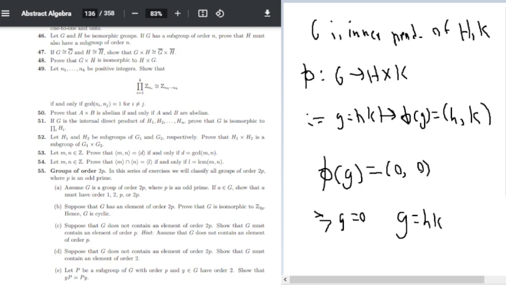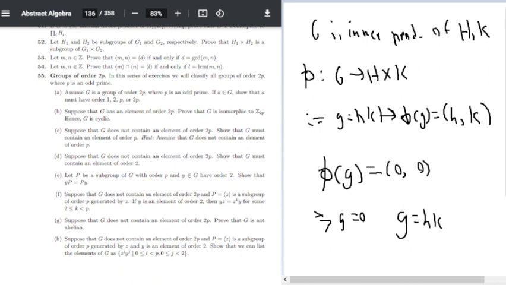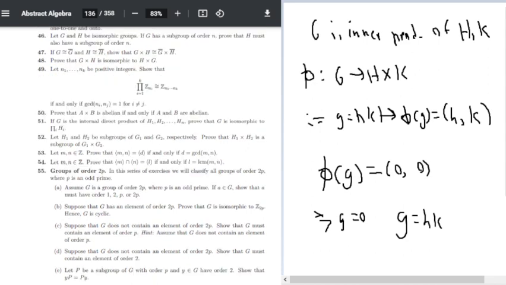Prove that A times B is abelian if and only if A and B are abelian. We would do that by counterexample. If G is the internal direct product of blah blah blah, prove that G is isomorphic to the product of that. Okay. Yeah, this is kind of interesting, but not really.